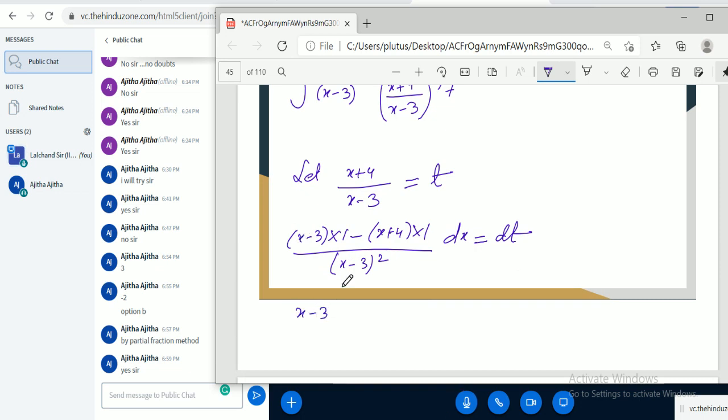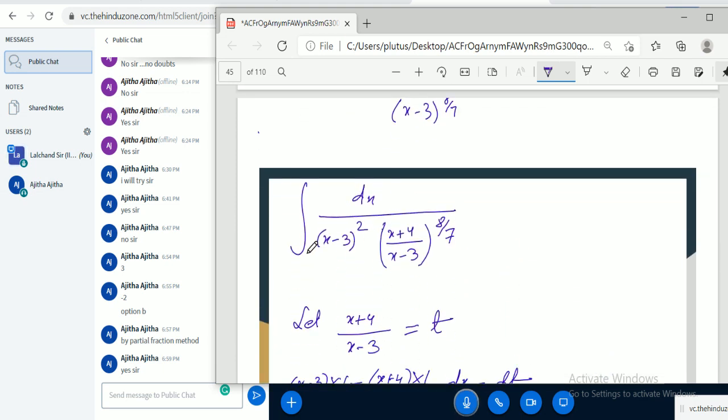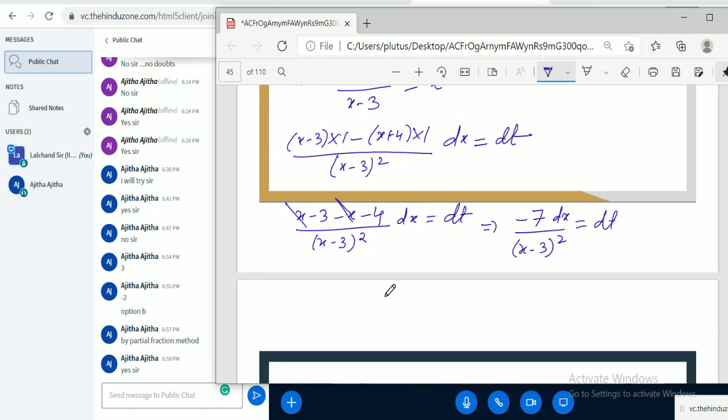If we simplify this, this will be ((x minus 3) minus (x plus 4)) by (x minus 3) whole square into dx equal to dt. This x gets cancelled. Okay, so finally we have minus 7 divided by (x minus 3) whole square dx equal to dt. Now if we look at this expression, this will be rearranged into dt. Okay, so we can find the value of dx by (x minus 3) square equal to minus 1 by 7 dt.